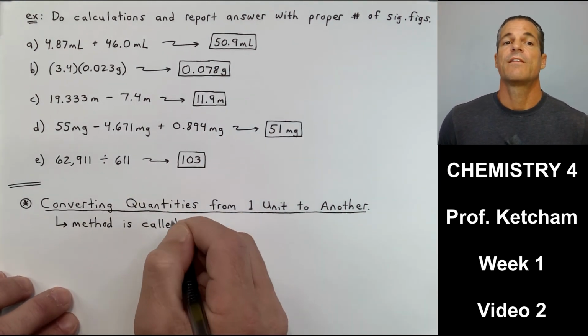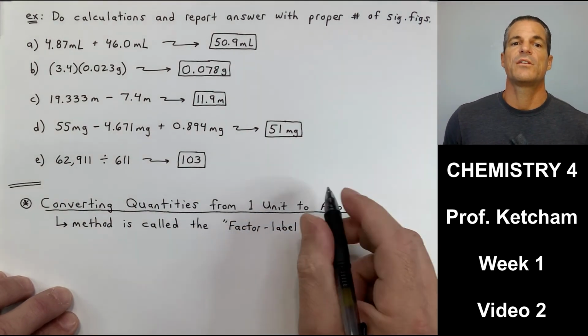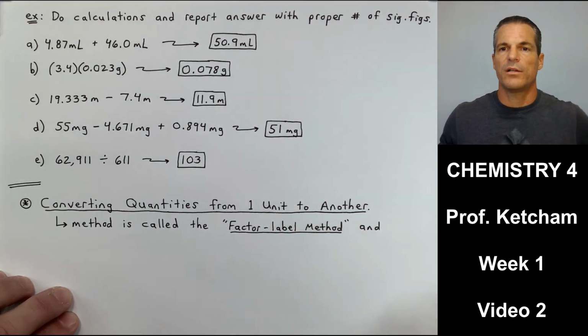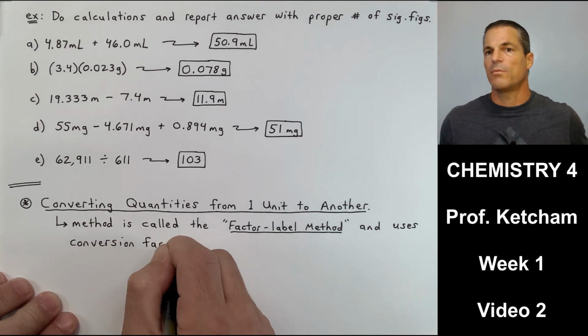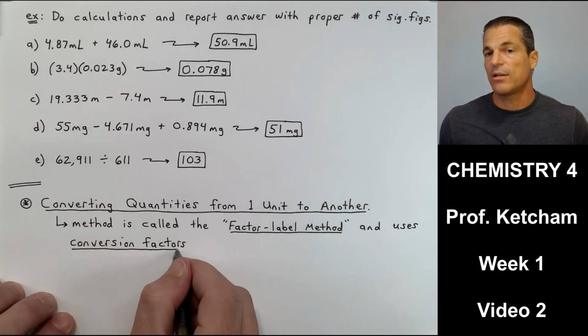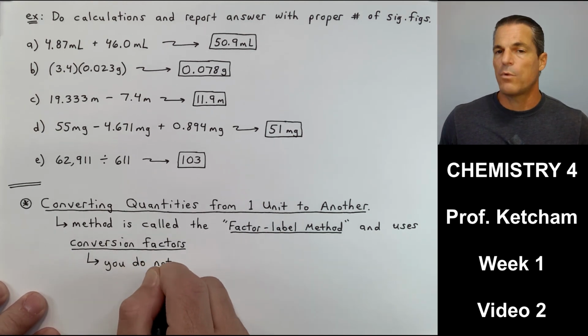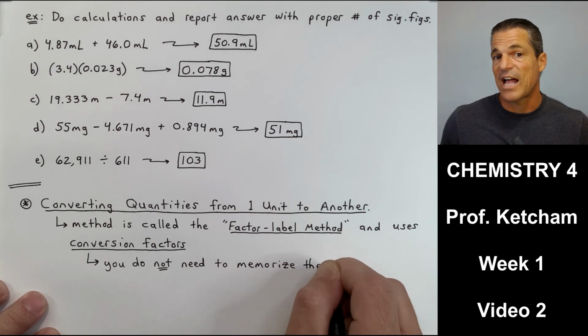All right, converting quantities from one unit to another. This method is called the factor label method. I like to call it start with what you're given, put it over 1, and then follow the units from left to right. That'll make sense because I'll say it over and over. I won't say factor label very often. I'll just usually use the term dimensional analysis.